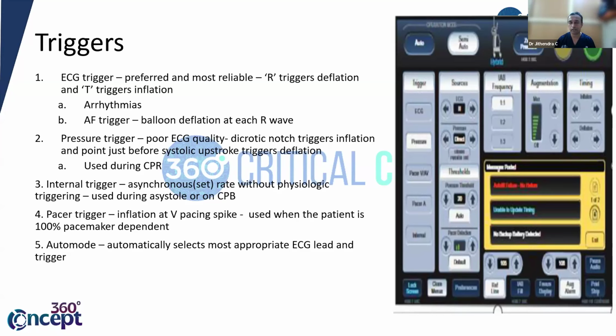Okay, so these are the commonly used triggers. I told you ECG trigger is the commonest. Next commonest is pressure trigger, mainly used when ECG is not reliable or during CPR. Internal trigger when there is asystole and the patient is on cardiopulmonary bypass. Pacemaker trigger when the patient is on a pacemaker. Auto mode when somebody with less knowledge about IABP is handling the machine, then you can put them on auto mode. Or when your patient is in cardiac arrest and you don't know what to do, just put it on auto mode, it will take care. Okay.